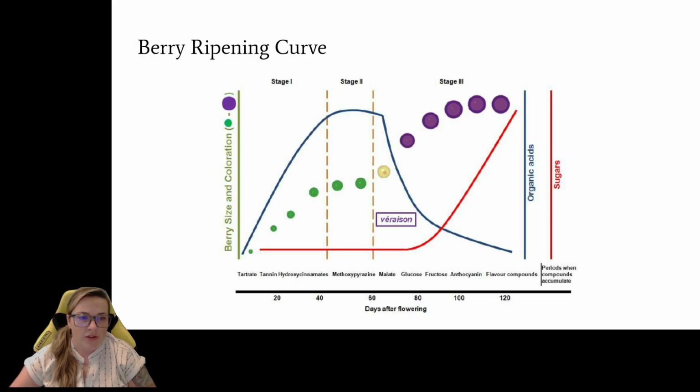So in stage 1, you see it's very, very small. It starts to get larger. Stage 2, it reaches half its final size. Stage 3, it starts to swell with water and sugar. And then veraison is when the berries start to soften and they start to develop colors in their skins. So for a red grape variety, they'll start to turn purple. For a white grape variety, they'll start to become less green and more whitish looking, right? But they'll soften up just the same.